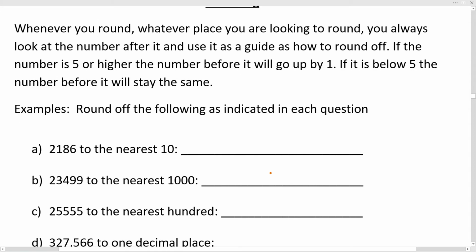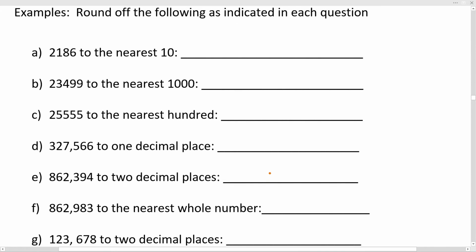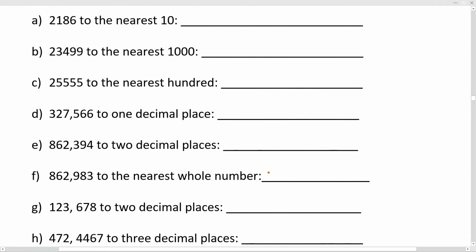Alright, so I've just got a whole lot of random numbers and an indication as to how to round off. And I'm just going to go over how I'm thinking about it and what my options are at each point. Okay, so if I look at 2186, I'm just reminding you we've got thousands, hundreds, tens, units. And I want to round off to the nearest 10.